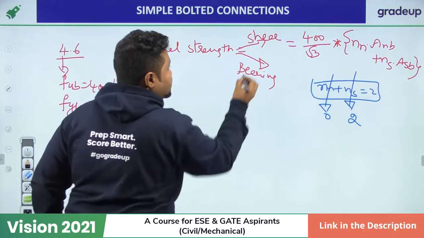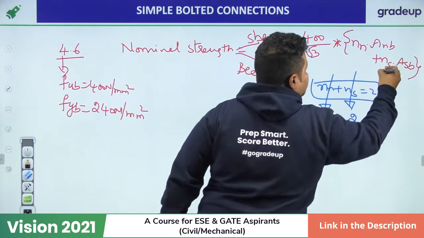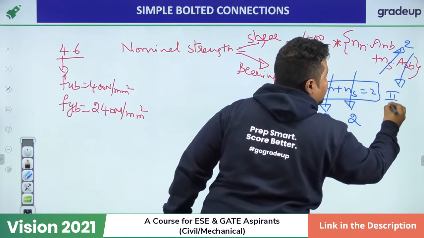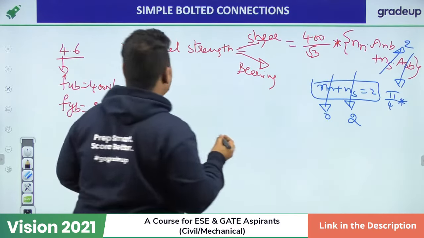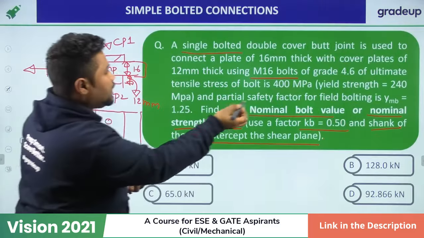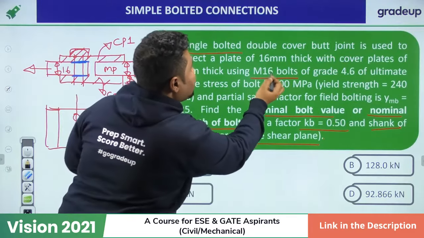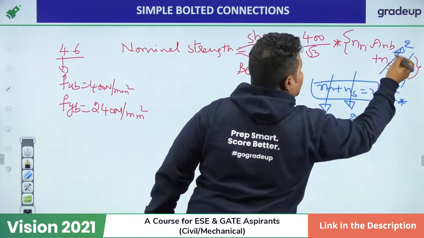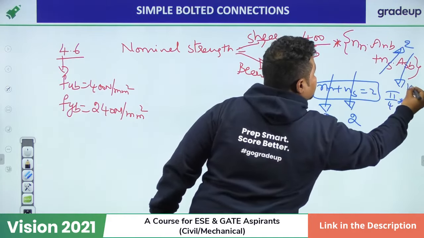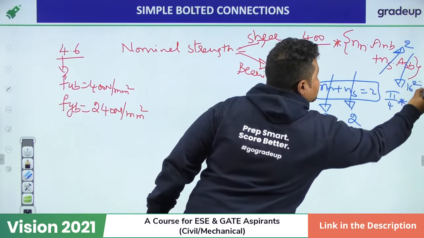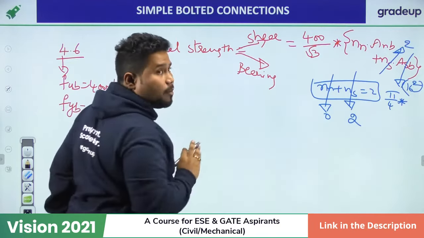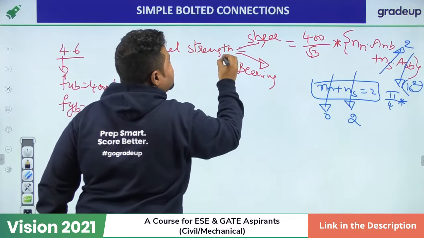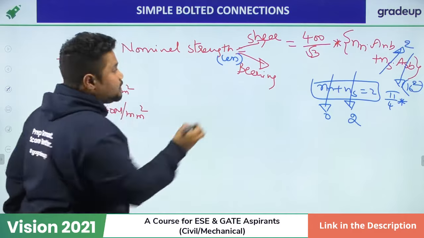So if this is the case in shear, NS is 2. Coming to ASB, pi by 4 into diameter of the bolt. The diameter of the bolt is 16 millimeter, because M16 is given. So directly you can mention pi by 4 into 16 square. Like this, if you work out, you can get the nominal strength of the same bolt in shear. So nominal strength, out of these two, I need to consider the lesser value.